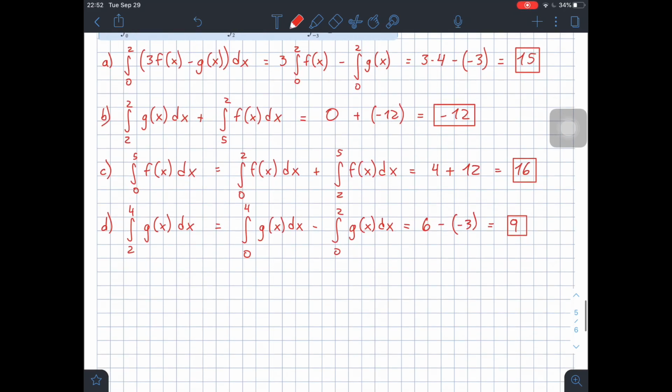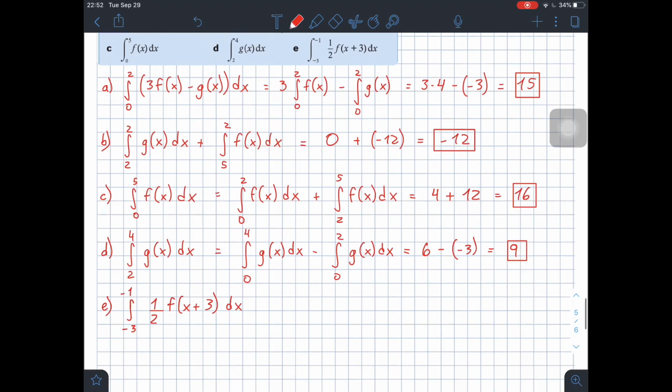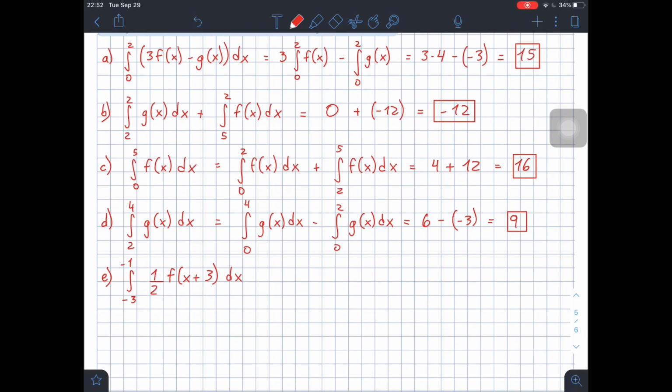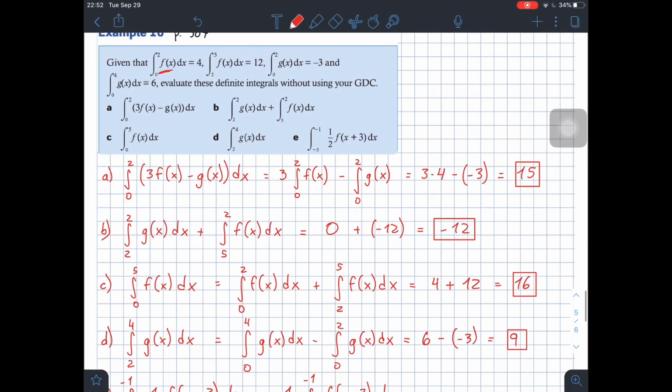Finally, for part E, we have the following situation. It says the integral, let me copy that, the integral from negative 3 to negative 1 of 1/2 of f of x plus 3. Okay, this is interesting. The first thing I see I could do is take out this 1/2 from the integral. So this would be 1/2 times the integral from negative 3 to negative 1 of f of x plus 3. Okay, one thing here. We do not have f of x plus 3. We only have f of x, right? We only have f of x for our given information.